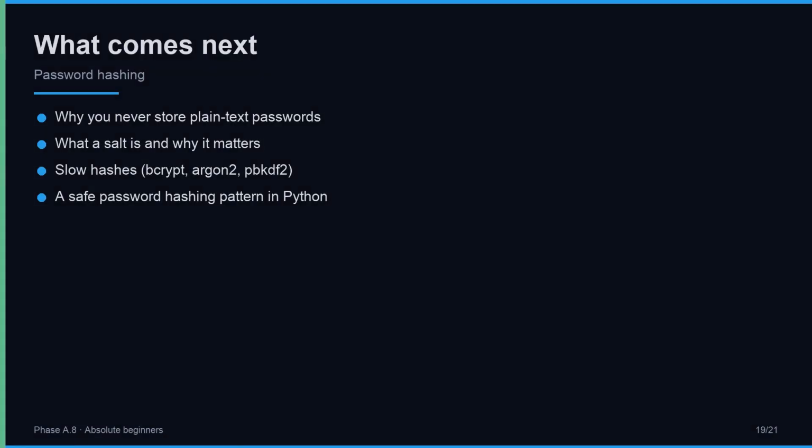Next we apply hashing to passwords. You will learn why plain text passwords are catastrophic, what a salt is and why the same password must never produce the same hash, why password hashing is deliberately slow, and how to use Python's built-in PBKDF2_HMAC to hash and verify a password safely. The stakes go up, but the ideas are the same hashes you already know.